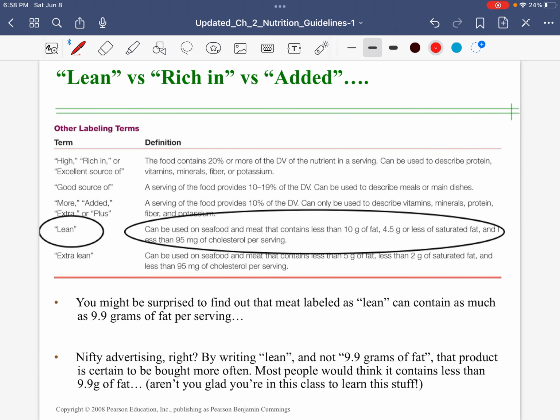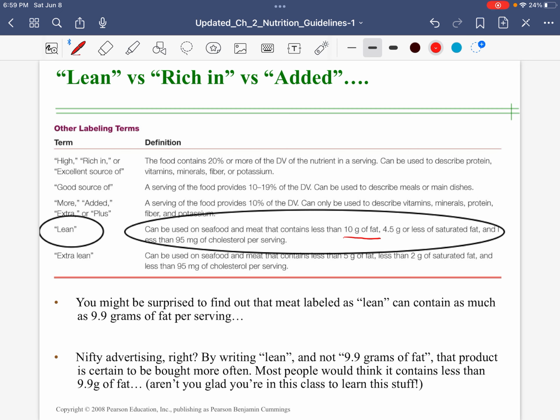Other guidelines, again, you don't need to know the specifics, but I'm just pointing out that there are guidelines. I like to pick this one out, lean. Oh, this meat is lean. This protein is lean. Does it have to actually mean something? Yes, it does. Can be used on a seafood or meat that contains less than 10 grams of fat per serving.